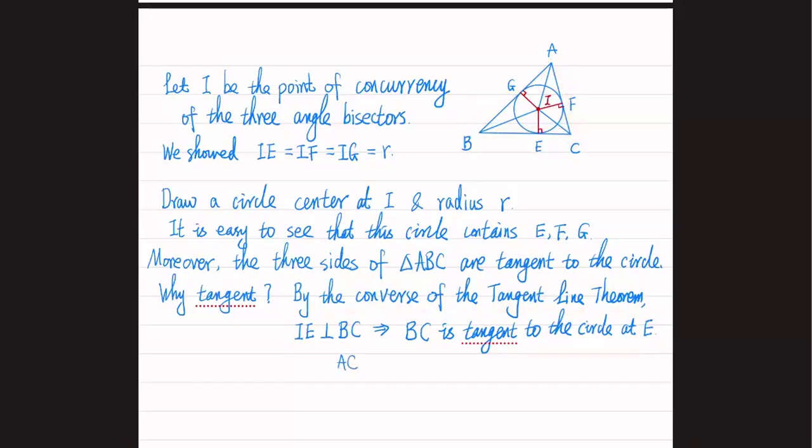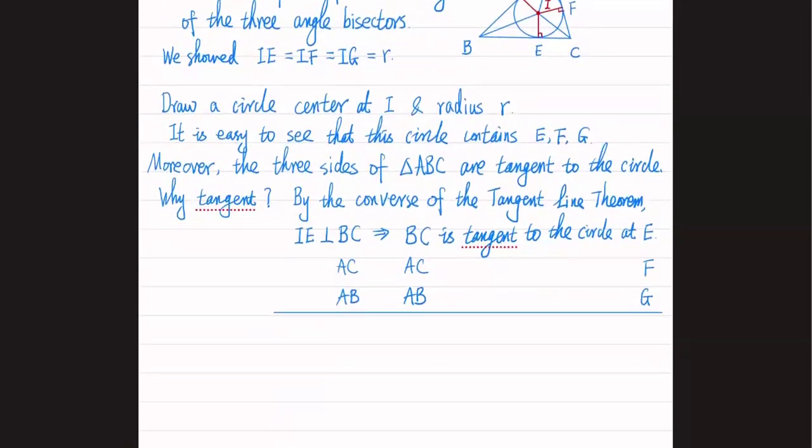AC, we get F, AB, AB is tangent to the circle at G. Okay, you can finish this after class, so I'm not going to repeat all of this.